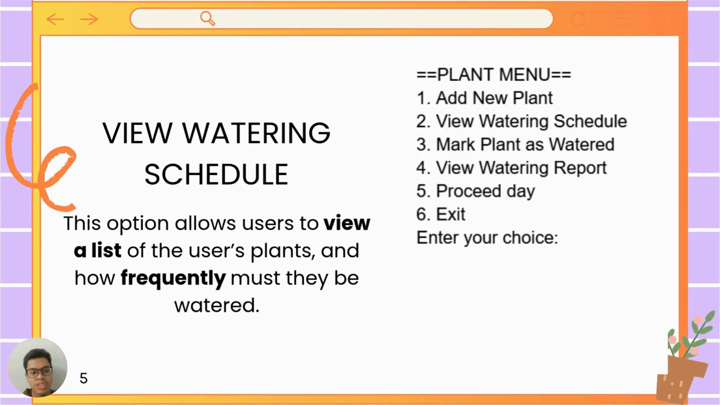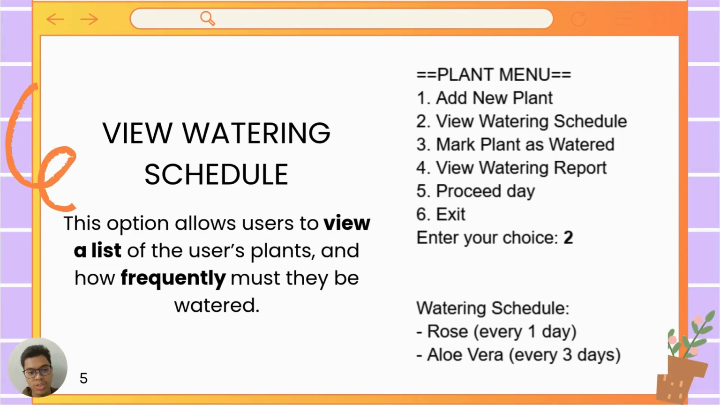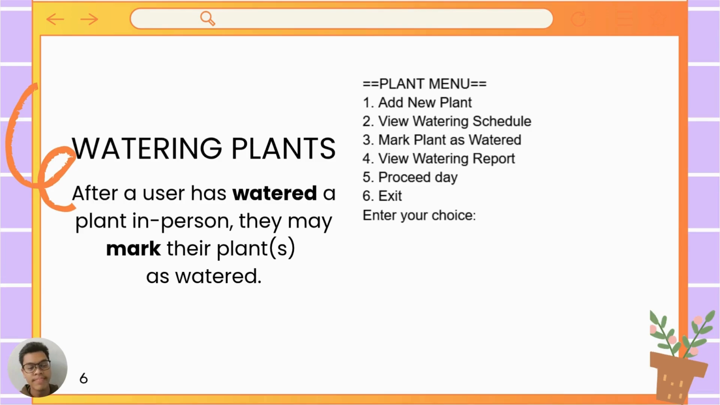View watering schedule. This is straightforward. It's viewing a list of all of the user's plants and showing how frequently they must be watered. As you can see right there, just assume that rose was added earlier alongside aloe vera. Rose's frequency is 1 and aloe vera's frequency is 3. Okay, moving on to the third option, watering the plants.